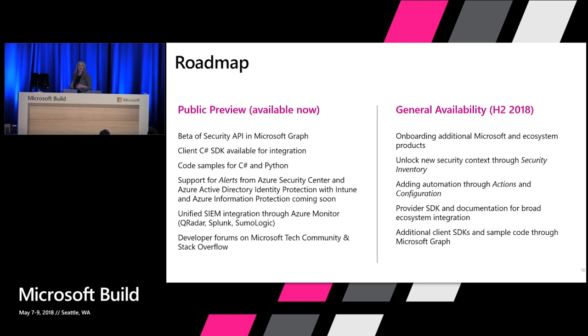Okay, so let's talk a little bit about what is available today and what's coming soon. So as I mentioned, just a couple of weeks ago, we launched the public preview. So there is now in the beta branch a security API for Microsoft Graph. We have a client C# SDK available for integration and code samples for C# and Python. And today the API supports alerts for Azure Security Center, Azure Active Directory Identity Protection, and Intune. Azure Information Protection Services will be integrated in the coming weeks.